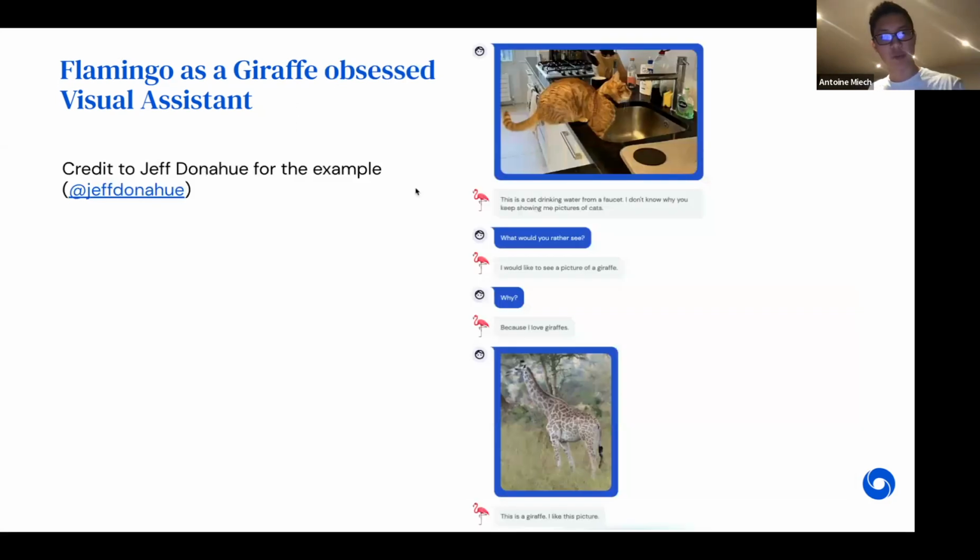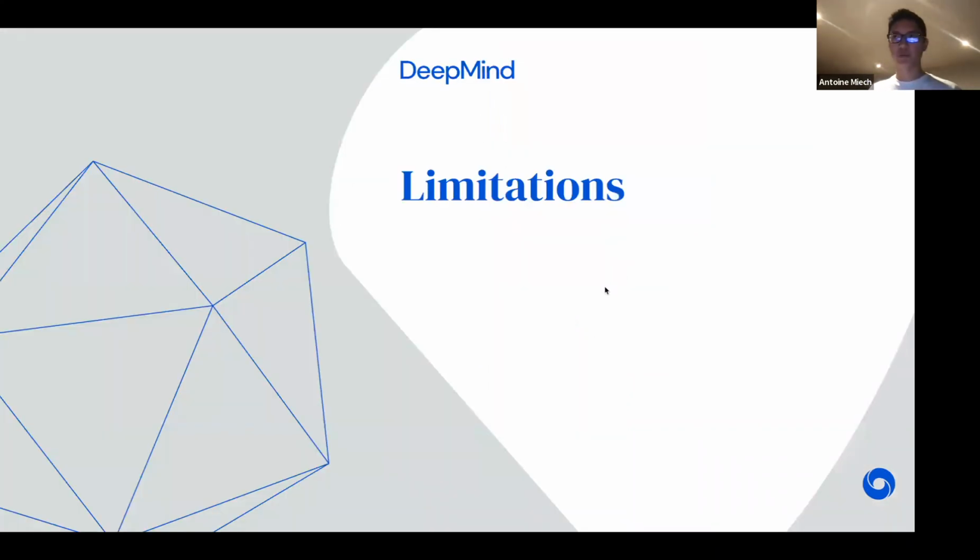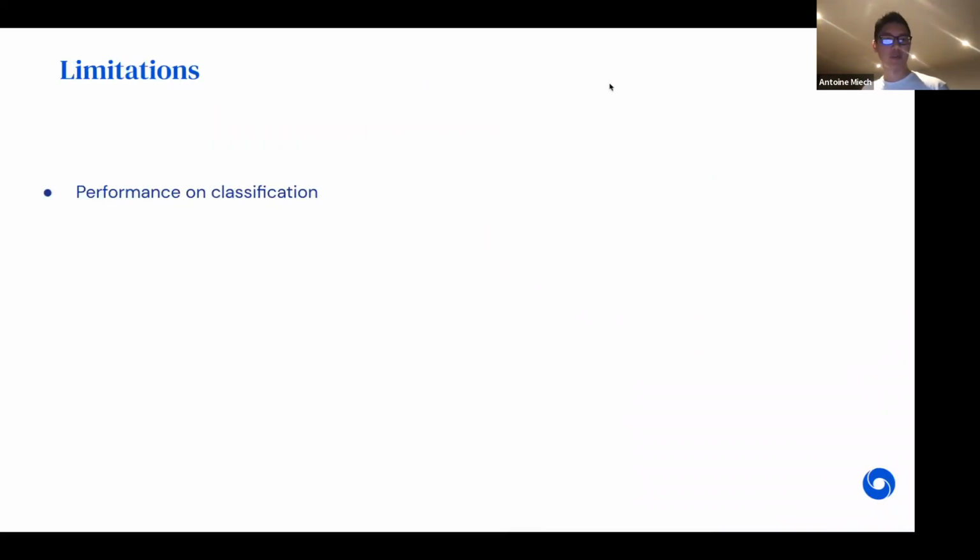Now when we uploaded new images, you can see here we have an image of a cat from someone from the team, and it's having a totally different behavior, trying to be obsessed with giraffes. And at the end, when you upload this picture of a giraffe, the Flamingo model starts to be very happy. That really shows how easy it is to adapt it given a few images and text. Now I will briefly go to the limitations of the work.